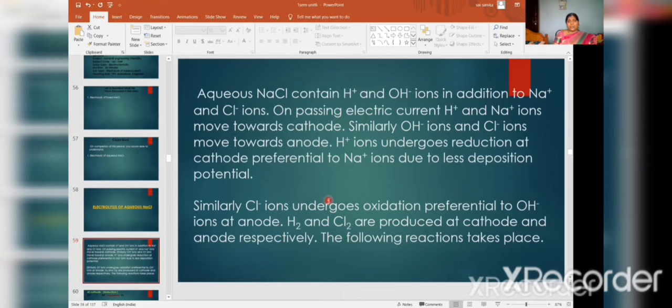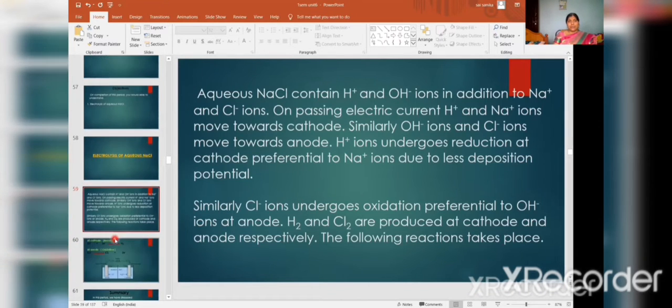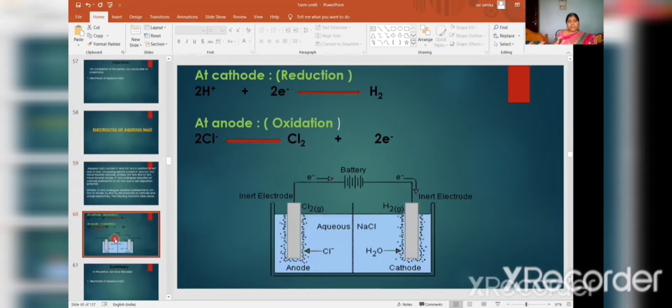To do electrolysis, what do we need? We need an electrolytic cell. In that cell, we take aqueous NaCl as electrolyte. Then two rods are dipped and connected to the two poles of the battery. The rod connected to the positive pole of the battery is called the anode, and the rod connected to the negative pole is called the cathode.